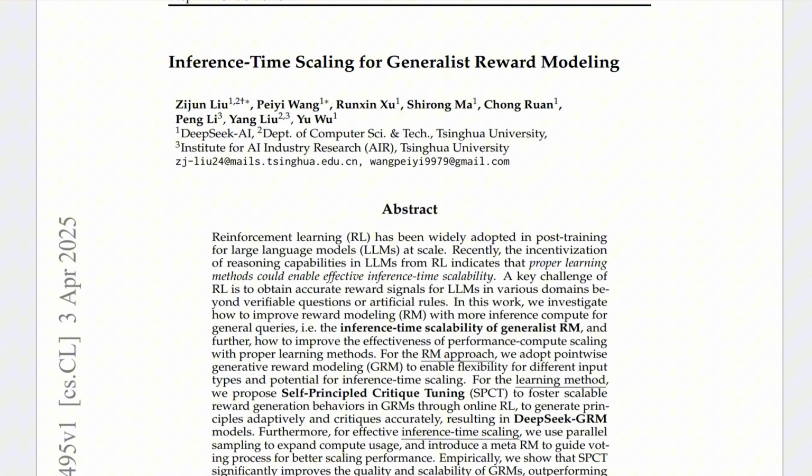And this concept of inference time scaling refers to a method where, for a given question, you generate multiple answers and then score those answers to select the best one. This approach increases computational effort during testing to deliver better results to users.